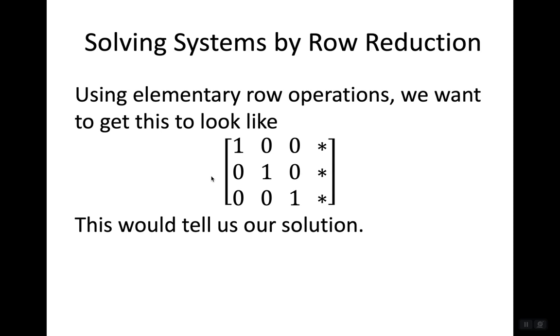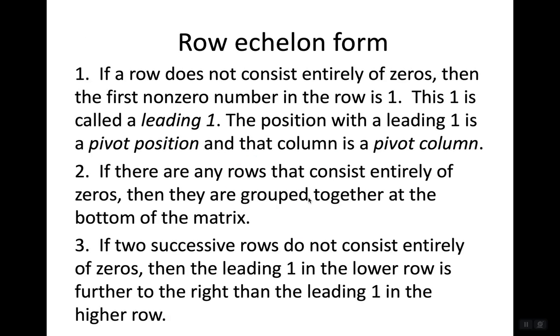Using elementary row operations, we want to get that matrix to look like this. This would tell us our solution, because notice we basically have x equals such and such, y equals such and such, z equals such and such. Boy, that would be easy.